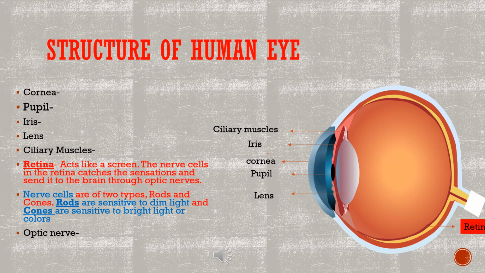How does the retina help us? The retina acts like a screen. The nerve cells in the retina catch the sensations and send them to the brain through the optic nerves. The retina contains a lot of nerve cells. These nerve cells are light sensitive cells. Nerve cells are of two types, rods and cones. Rods are sensitive to dim light and cones are sensitive to bright light or colors. So if dim light is falling, rods become active, and if bright light is falling, then cones become active, and those sensations will go to the brain so that the brain can identify the object.